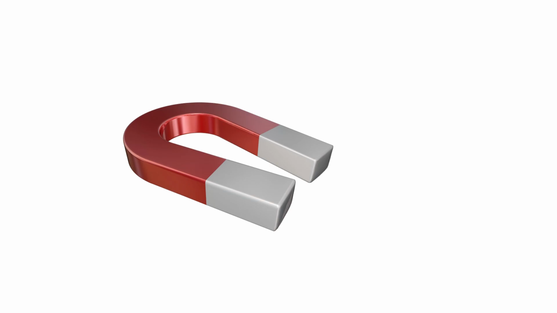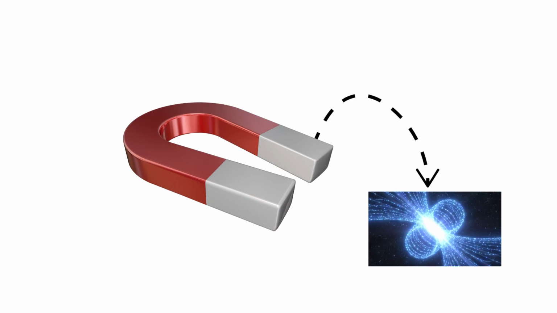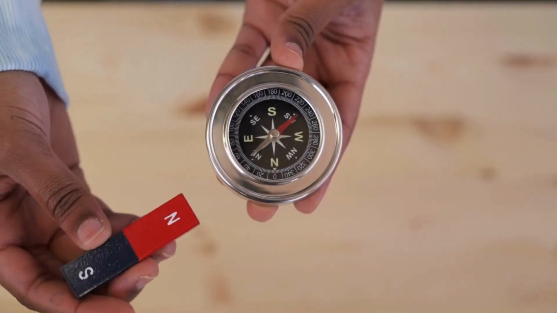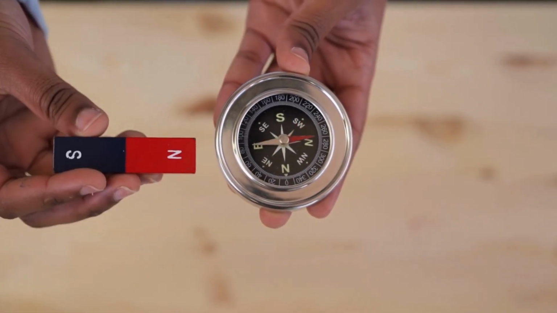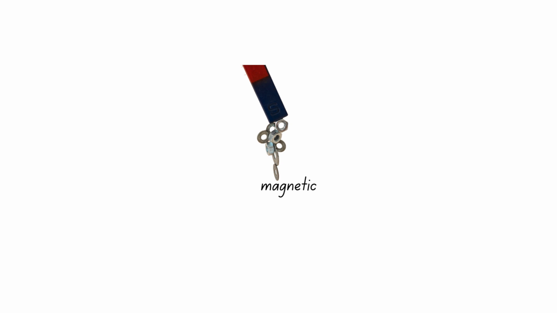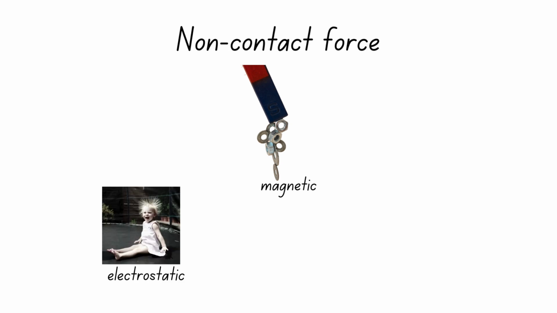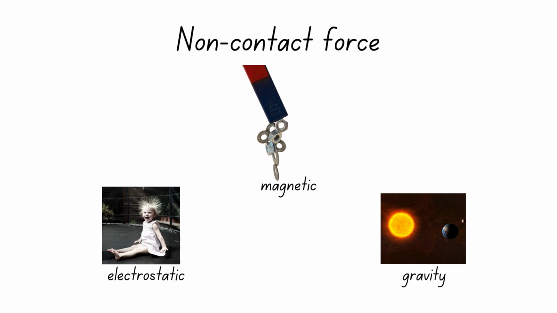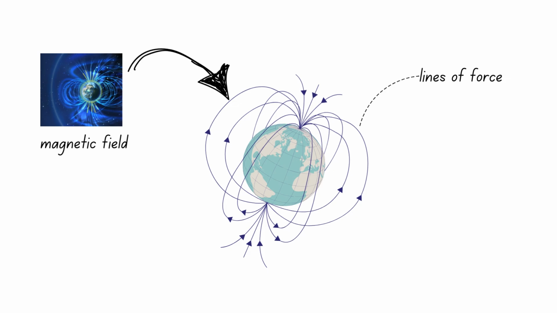A magnet is a material that generates a force field known as a magnetic field around itself. This field allows magnets to attract or repel other magnetic materials without any contact with them. A magnetic force is thus a type of non-contact force, just like the electrostatic force or gravity. A magnetic field can be visualized as invisible lines of force in a region of space around a magnet.